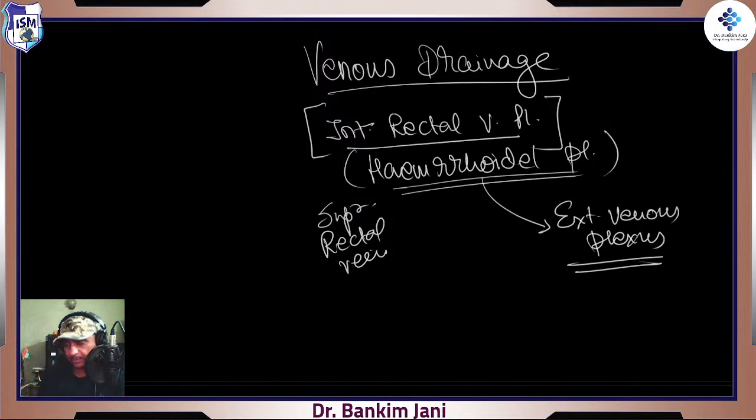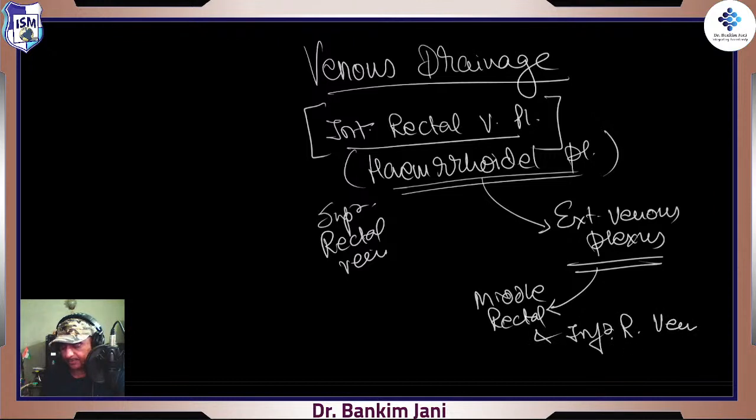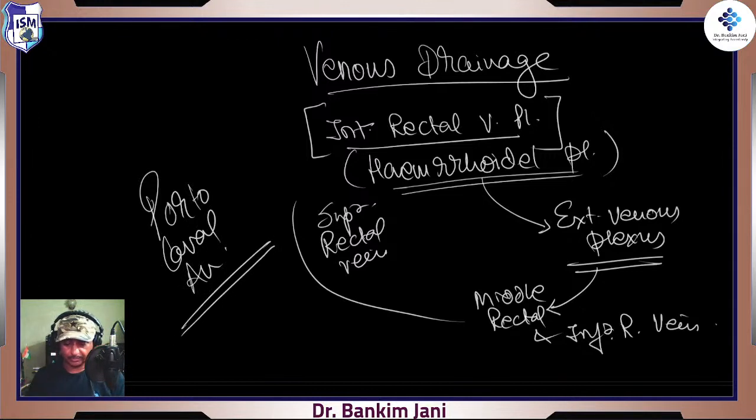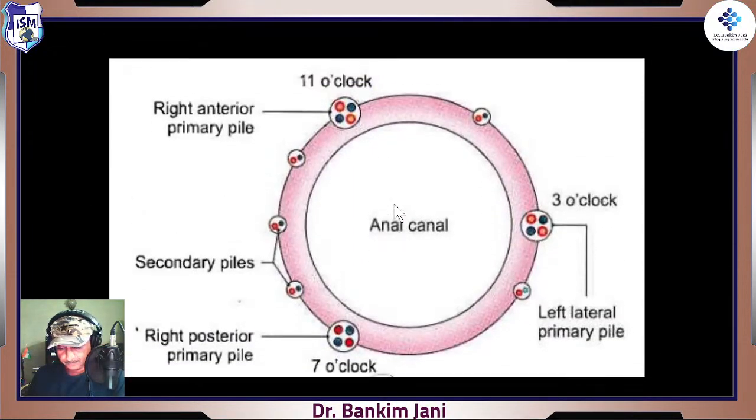And this external venous plexus is draining to the middle rectal and inferior rectal veins. So that's how this becomes a junction for portocaval anastomosis. Right? That's where they all meet. We have already talked about it, but still, this is slightly more in detail.